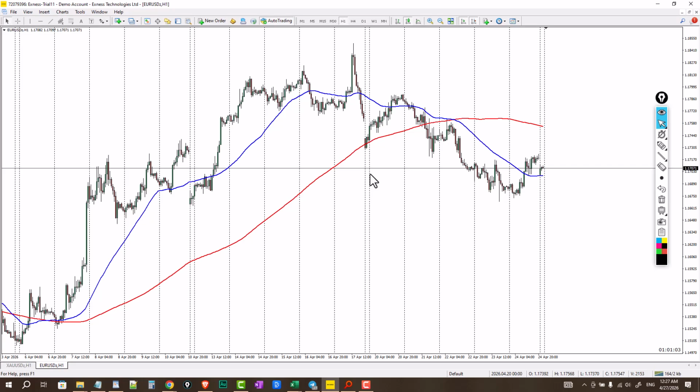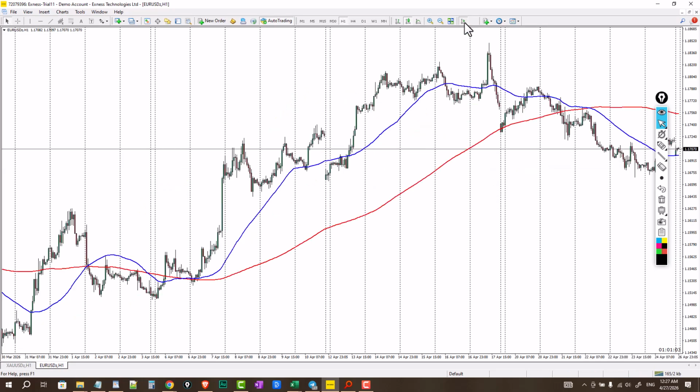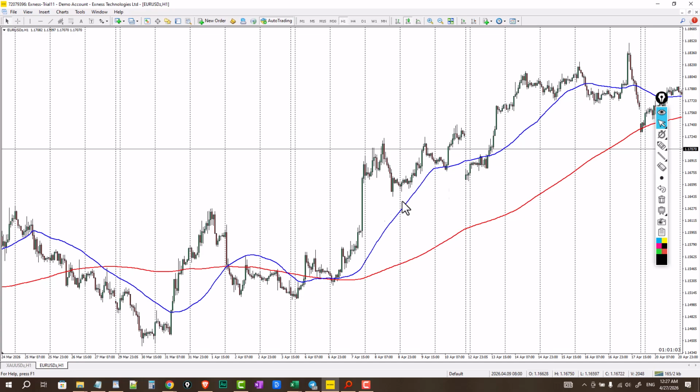So basically, the way it works is that traders would wait for the fast moving average to either cross above or below the slow moving average, and then they will take a trade in the direction of the trend. So if the fast moving average, as you can see here, crossed above the red moving average, the slow one, in this case this would have been a signal to go long on this currency pair.